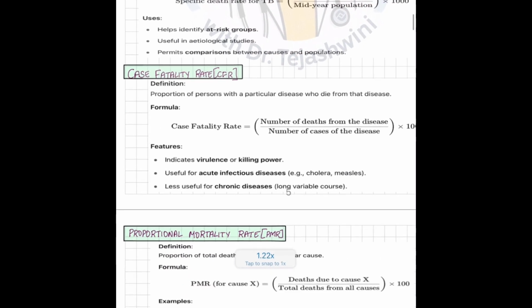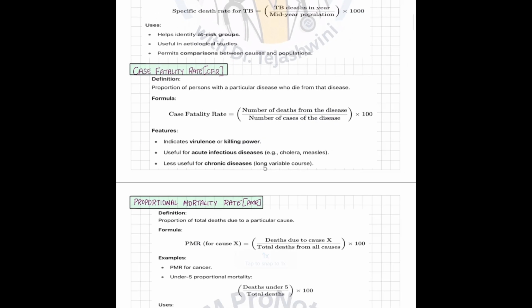Now, this one is interesting, the case fatality rate, CFR. It tells us how deadly a disease is. CFR equals number of deaths due to the disease divided by number of cases. For example, if 10 out of 100 cholera patients die, CFR is 10%. It gives us an idea of virulence or killing power. Very useful for infectious disease outbreaks, but not so much for chronic diseases like cancer or diabetes.